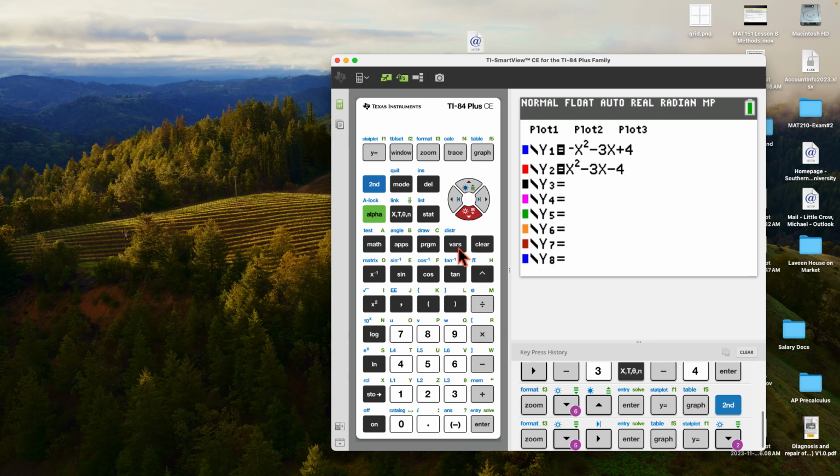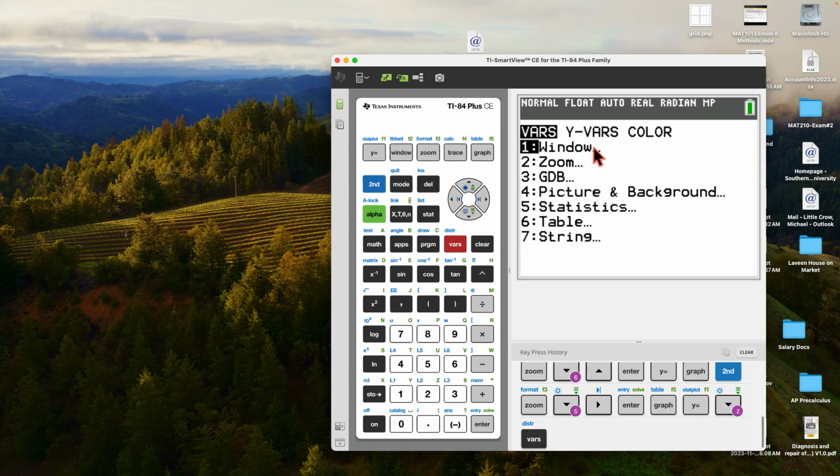Vars for variables. I always forget what vars is, so I think of a pirate. How would a pirate say it? Vars, maybe, so kind of get that in your mind. Vars is what we want to do, which is variables. And we want the y vars.